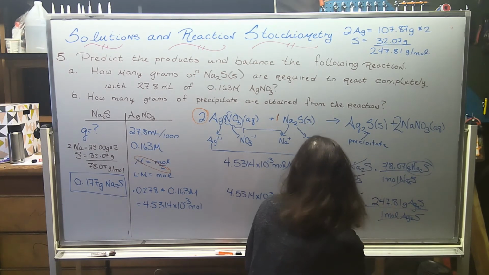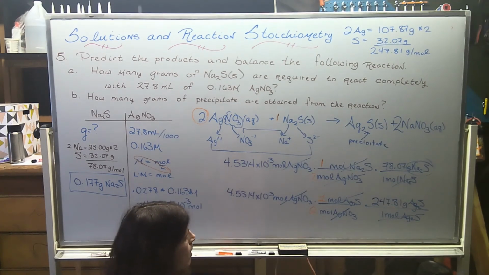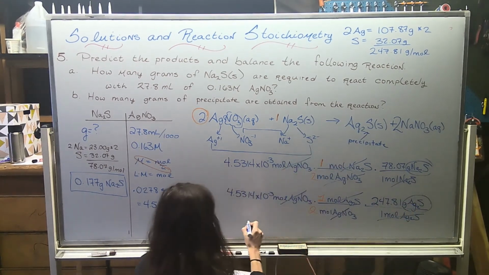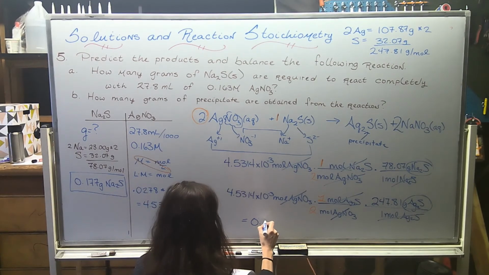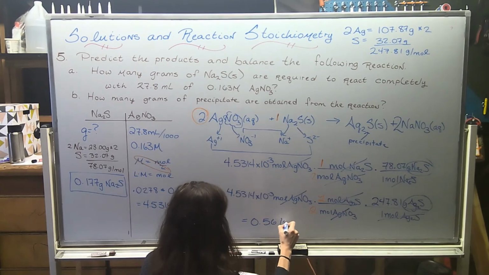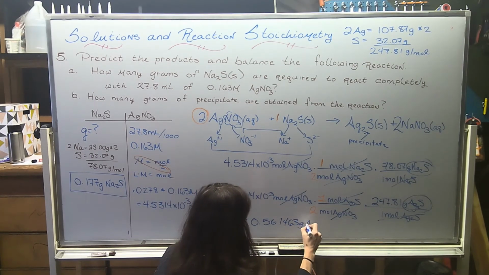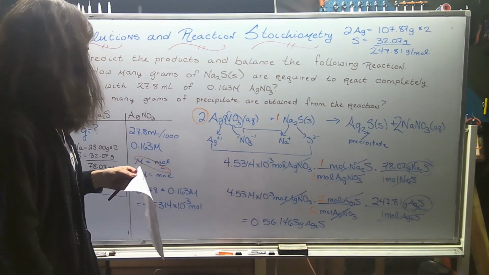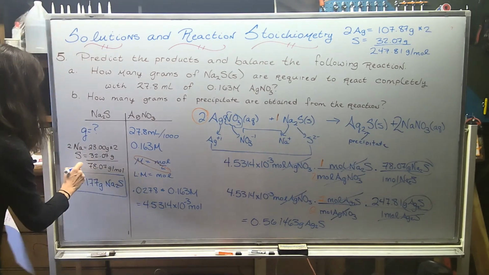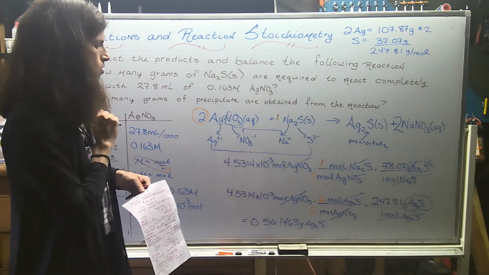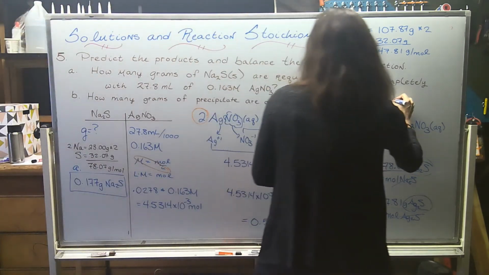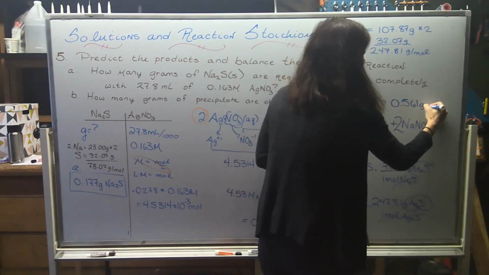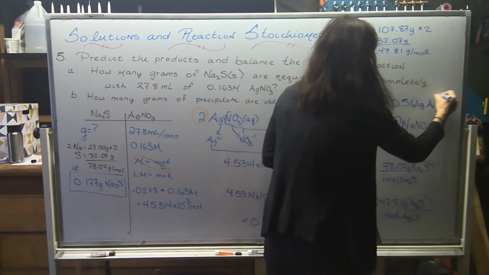And that's going to leave me with units of grams of silver sulfide. So when I did that, I got 0.561463 grams of silver sulfide. Again, 3 sig figs. So for my answer for part B, for B, I would report my answer as 0.561 grams of silver sulfide.